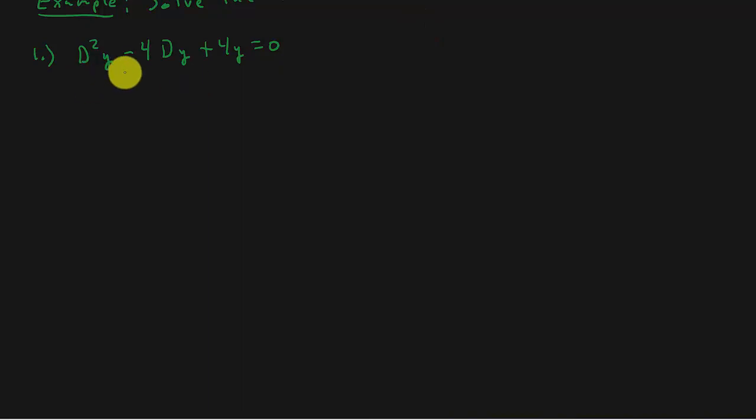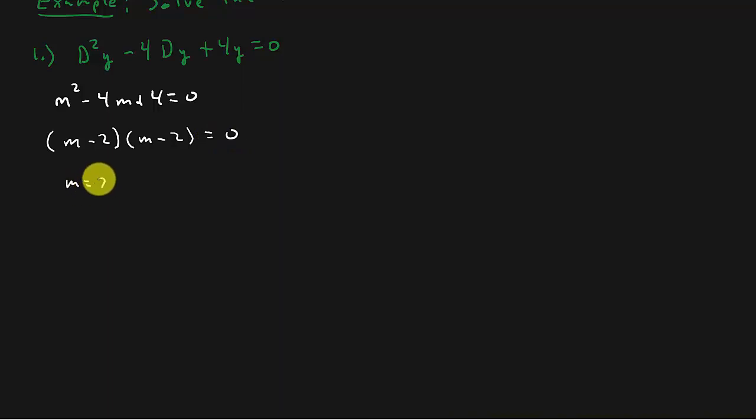So we've got d2y minus 4dy plus 4y equals 0. So our auxiliary equation is m squared minus 4m plus 4 equals 0. And so this will factor to m minus 2 times m minus 2 equals 0. So we get m equals 2 or m equals 2. And you can see we have repeated roots here.